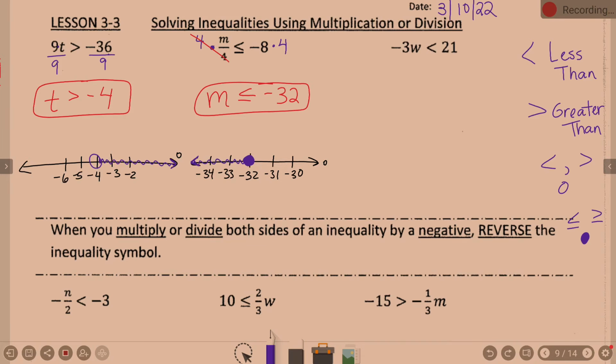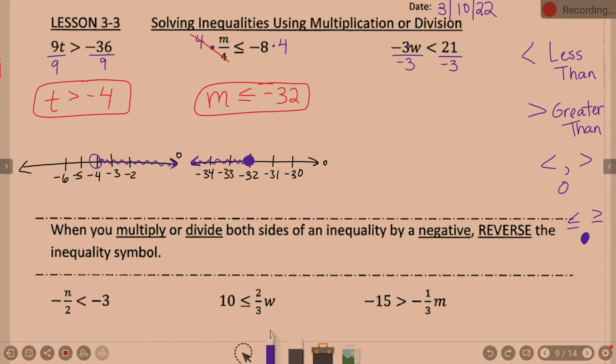Okay. Next one. You guys know what you're doing here, right? You're going to add the 21. I'm going to only add something if I see subtraction. I don't see subtraction. Well, what is keeping the -3 and W together? Multiplication. So we're going to divide. What is it I'm dividing by? -3. Now don't get ahead of me on this one, unless you like to erase. Just warning you.